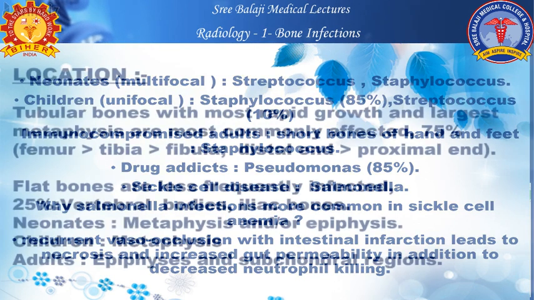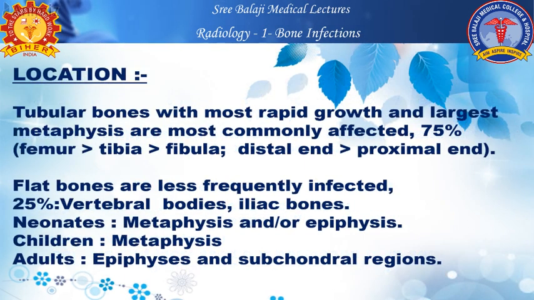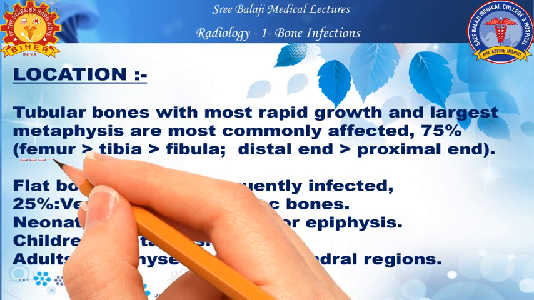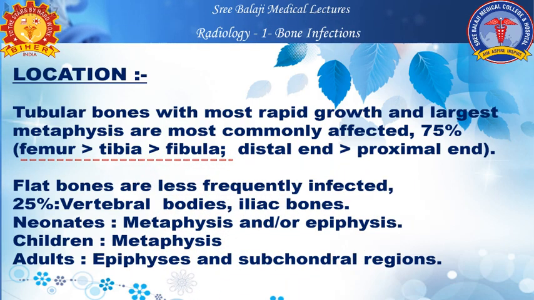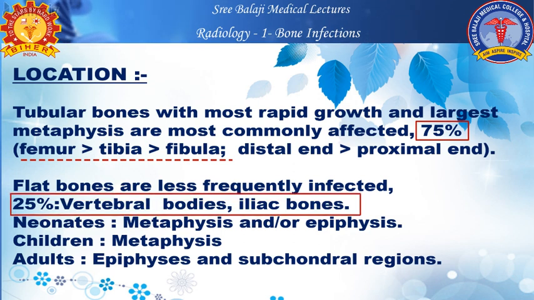The common locations are the tubular bones, more commonly the femur. Next comes the tibia and fibula. 75% of bone infections occur in these. The flat bones are less frequently affected. In 25% of cases, vertebral bodies and iliac bones are affected.